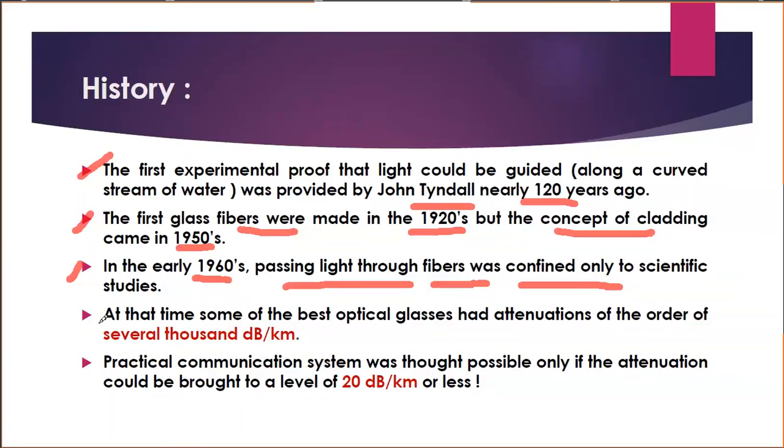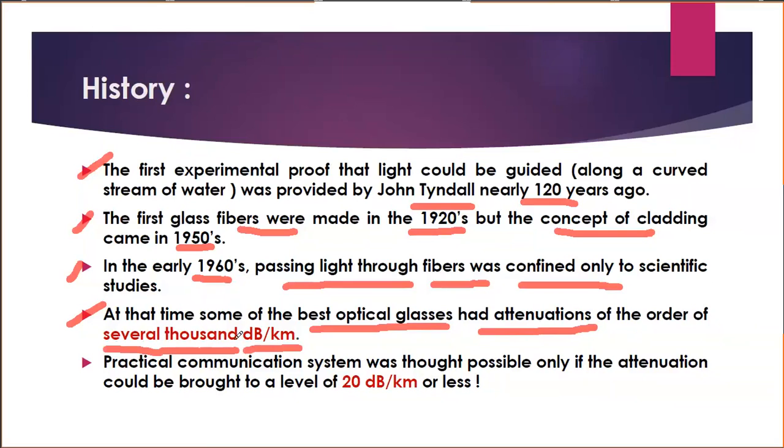So why was it very difficult to use in normal life? Look at the time around 1960: some of the best optical glasses had attenuation. It's a technical word, a scientific word, but the meaning is loss. Attenuate means loss. So optical glasses or fibers had losses of the order of several thousand dB per kilometer. Remember this word, several thousand. I'm talking about around 1960.